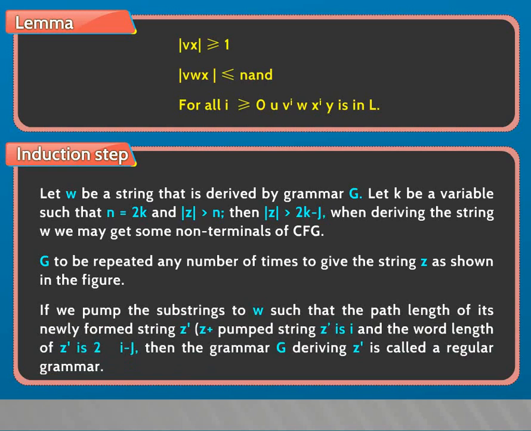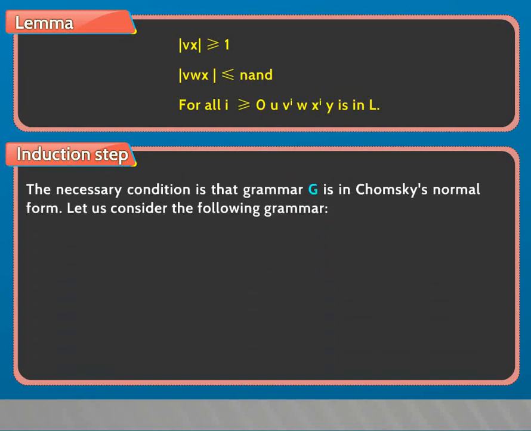If we pump the substrings into w such that the path length of the newly formed string z', that is z plus the pumped string, is i, and the word length of z' is 2^(i-1), then the grammar G deriving z' is called a regular grammar. The necessary condition is that grammar G is in Chomsky normal form.